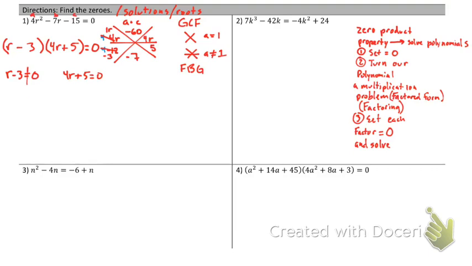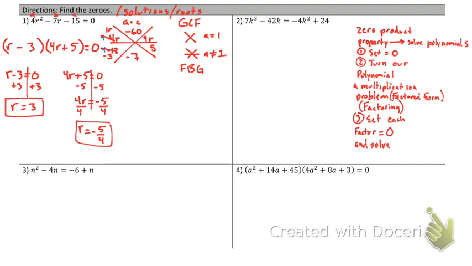So in this case, we're going to add 3. R equals 3. Over here, we're going to subtract 5. 4r equals negative 5, and then divide by 4. R equals negative 5 over 4. So we have 2 answers.